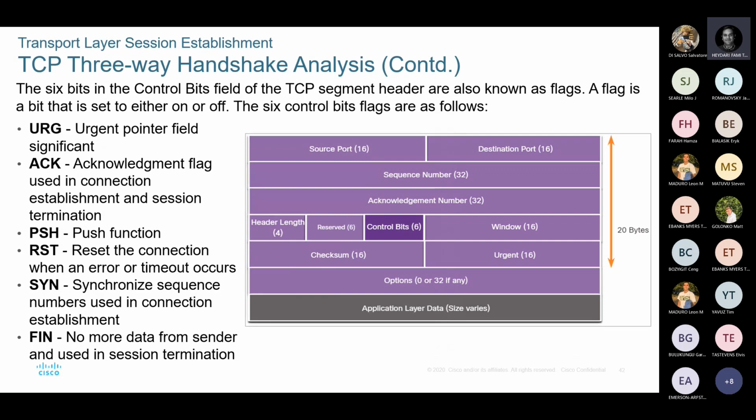Just pay more attention to what is inside the control bits. The control bits field contains 6 bits, the first one being urgent. If urgent is used, pay attention to the bottom right hand side. You also have an urgent field, 16 bits long. So if there is any content within that urgent field, then that urgent flag is going to be set, meaning that it's going to be set to 1.